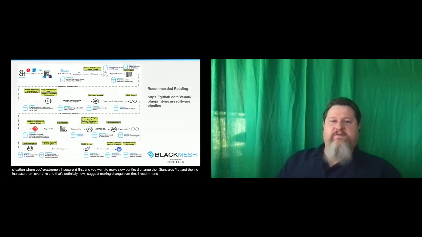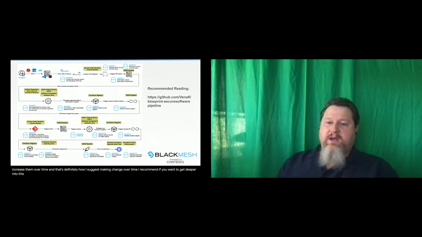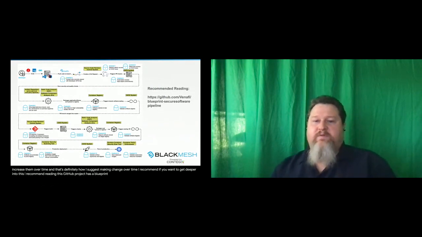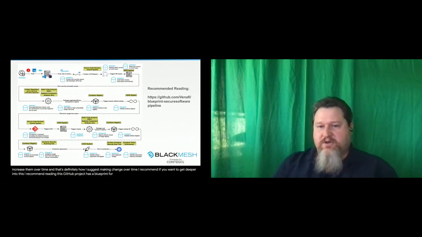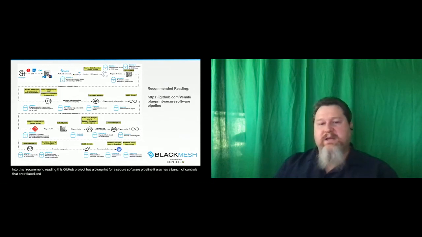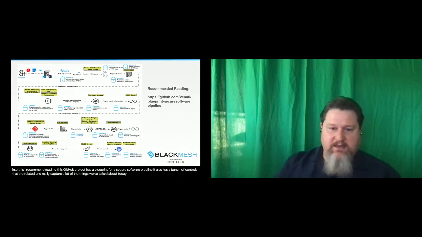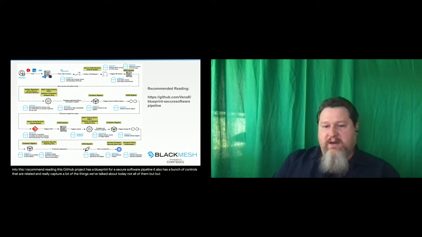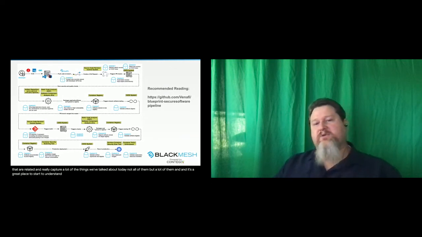If you want to get deeper into this, I recommend reading this GitHub project. It has a blueprint for a secure software pipeline. It also has a bunch of controls that are related and really capture a lot of the things we've talked about today, or not all of them, but a lot of them. And it's a great place to start to understand some of the reasoning behind some of the arguments and suggestions that we're making today.